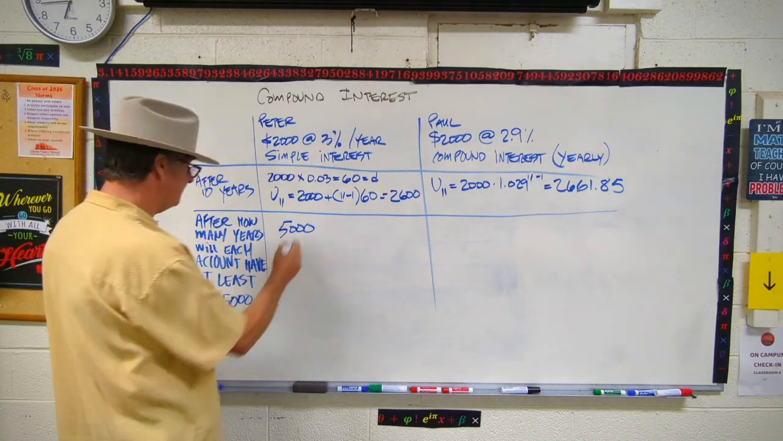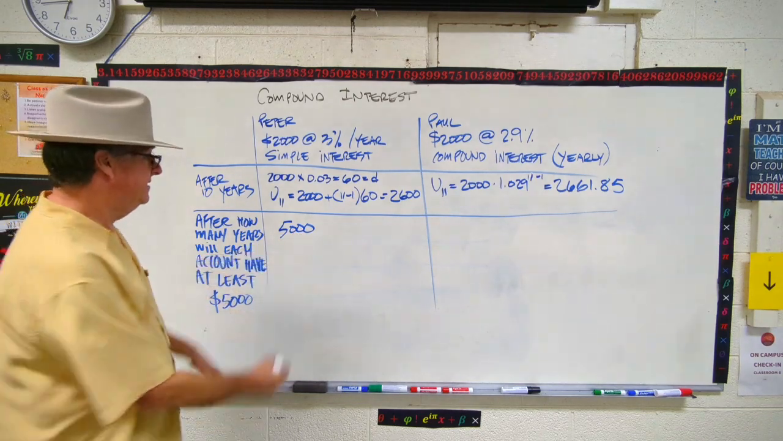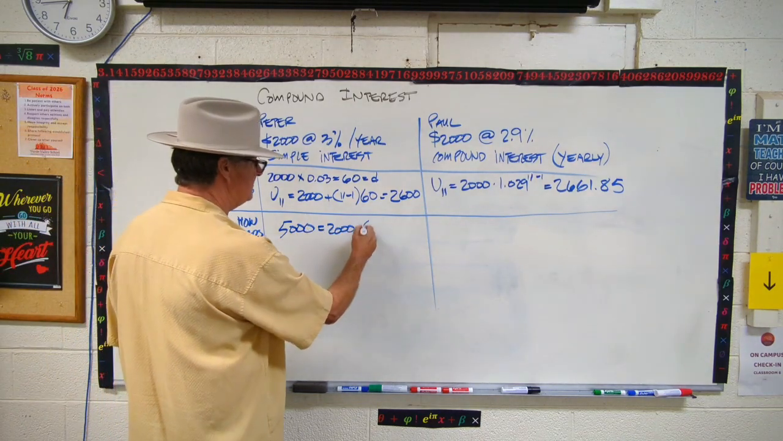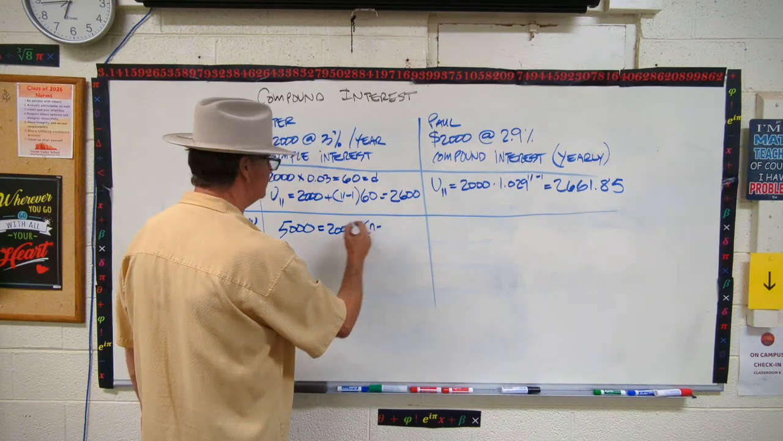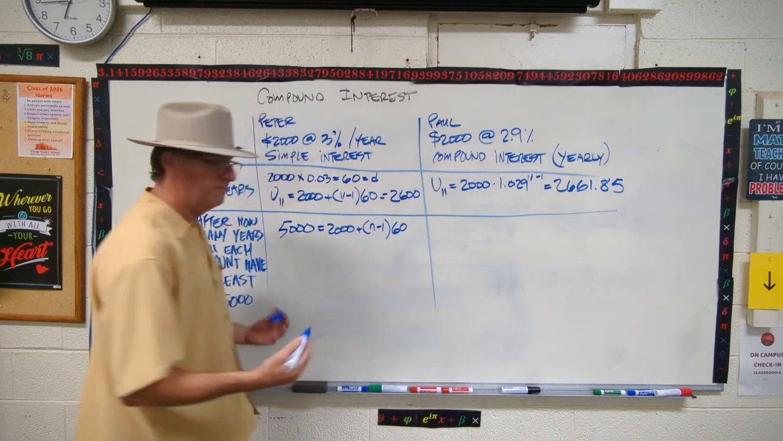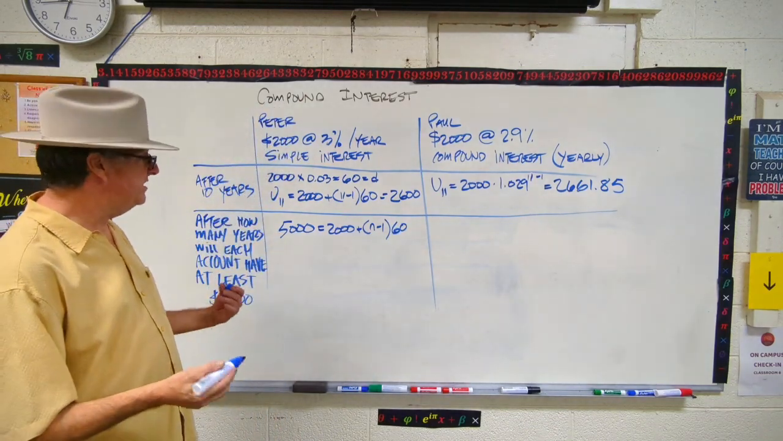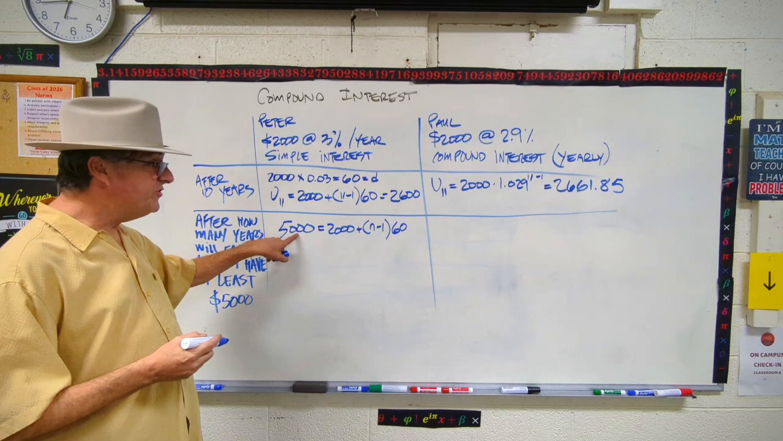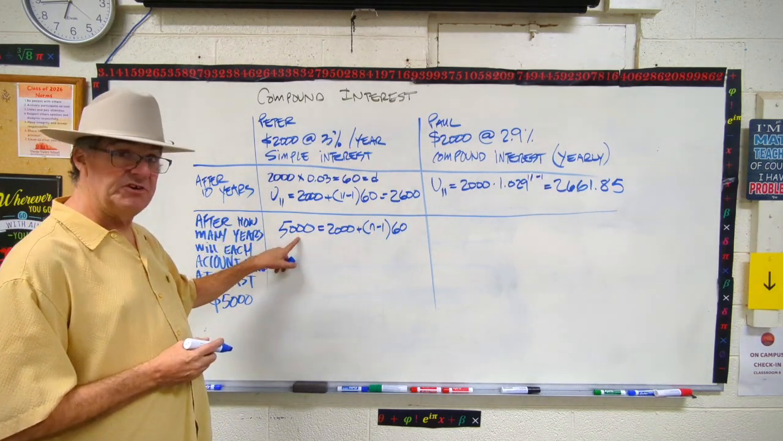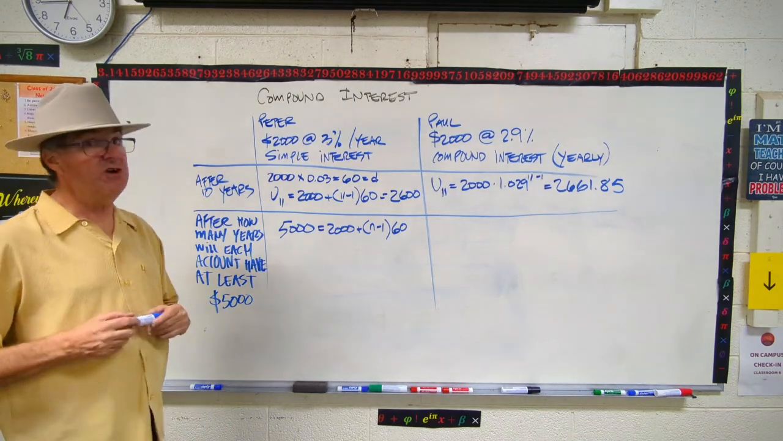5,000. That's what we're shooting for. We're trying to get at least that. That's going to equal 2,000 plus n minus 1 times 60. Right? That's our formula. We just plugged it in. We plugged in the result, and we need to know what term would give us that result. So go ahead and pause the video and see what you come up with on that.